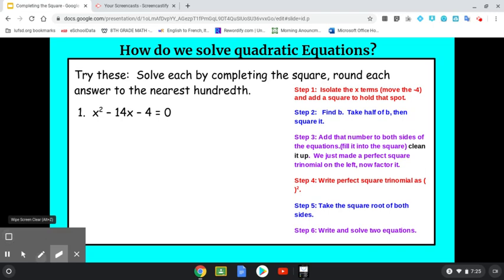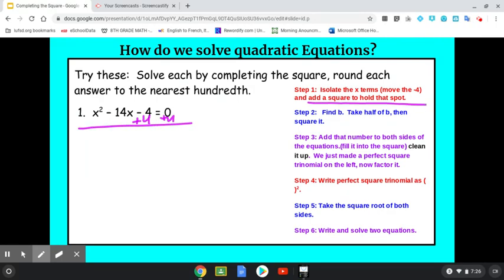So number one just says isolate the x terms, which means bring the 4 over. To do that, we add 4 to both sides. And what we're going to do is add a square in to hold that spot. So we get x squared minus 14x plus a square equals 4. And then we always put plus a square on the other side.